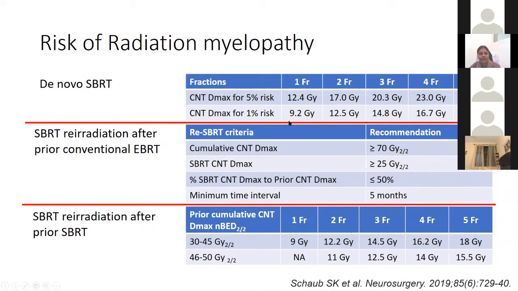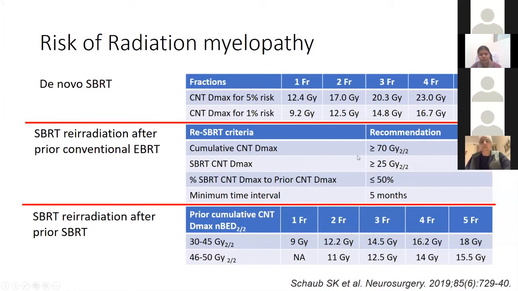For a single fraction, for a 5% risk of myelopathy, the allowed dose is 12.4 gray. For 1% risk, the dose allowed is 9.2 gray. For spinal cord, it is assumed that 5% risk may be too high a risk. So if possible, you should aim at a myelopathy risk of 1% only. And as you fractionate, these values also change.